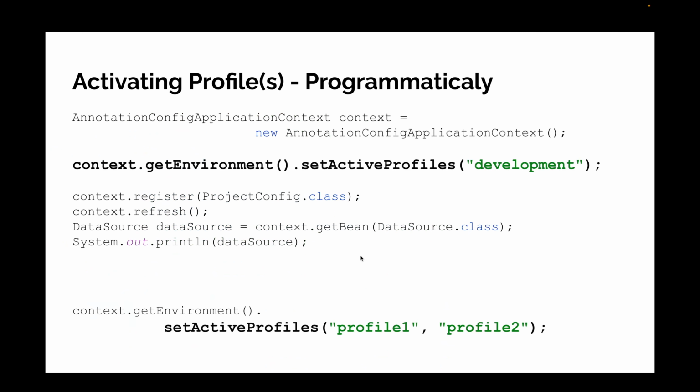We can activate the profile programmatically or declaratively. So let's first look at programmatically. To activate a profile programmatically, before registering ProjectConfig.class or any config class, we need to set the active profile. So you can see first we create an AnnotationConfigApplicationContext with the default constructor, then we get the environment from the context and we set the active profile. You can set anything, development, production, anything, and then we register the configuration classes, and then we refresh the context.